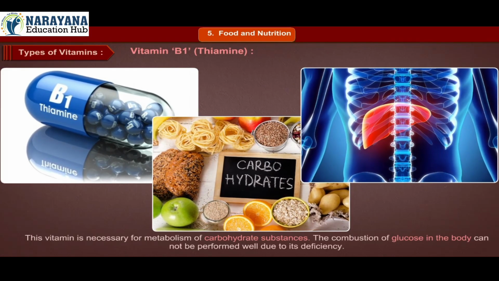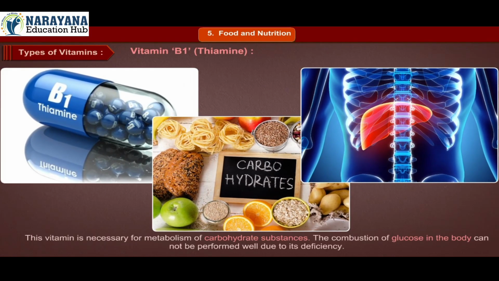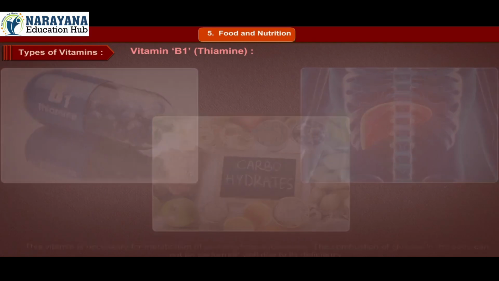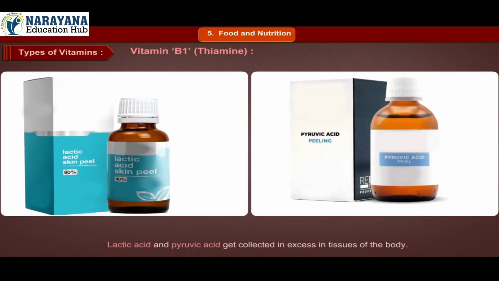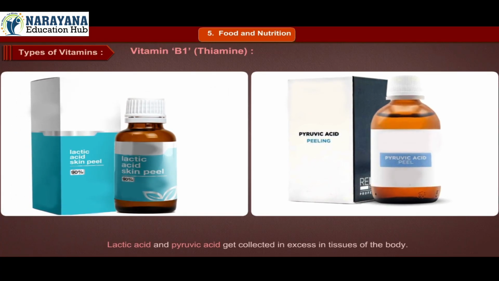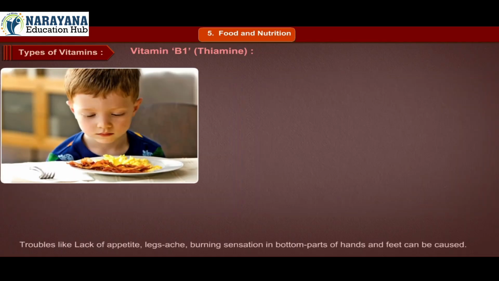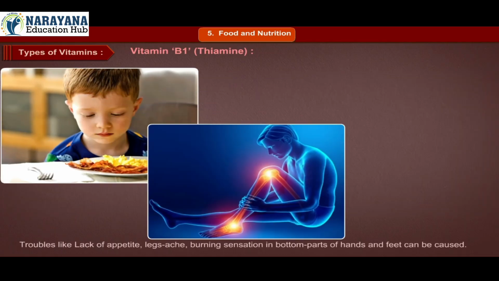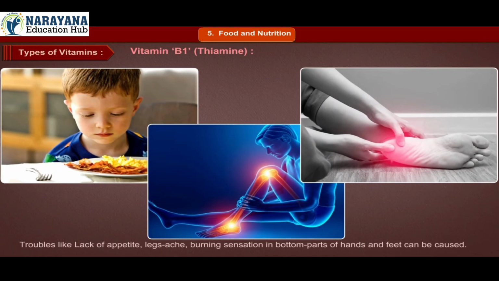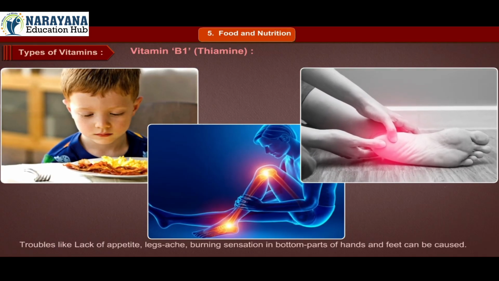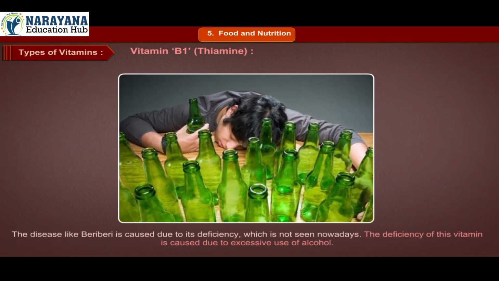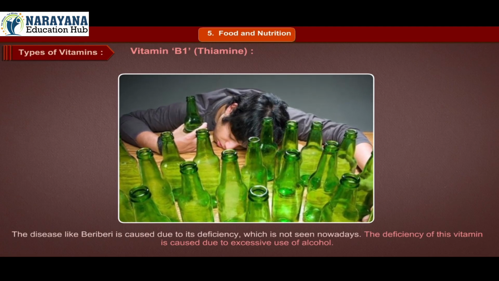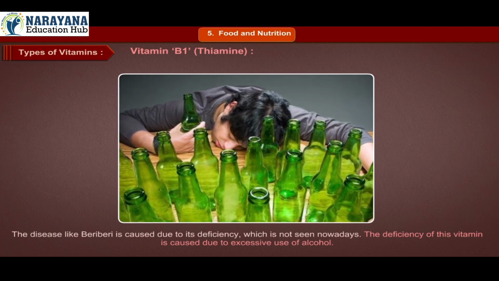The combustion of glucose in the body cannot be performed well due to its deficiency. Lactic acid and pyruvic acid get collected in excess in tissues of the body. Troubles like lack of appetite, leg ache, burning sensation in bottom parts of hands and feet can be caused. The disease like beriberi is caused due to its deficiency, which is not seen nowadays.